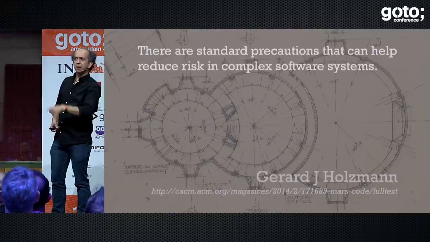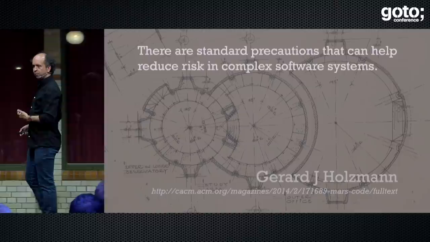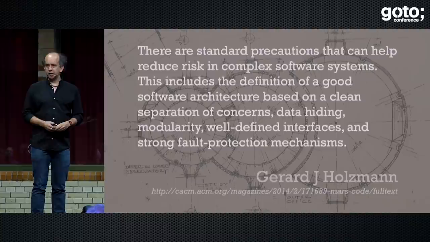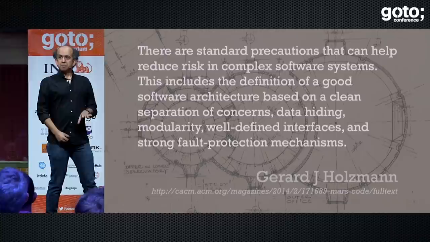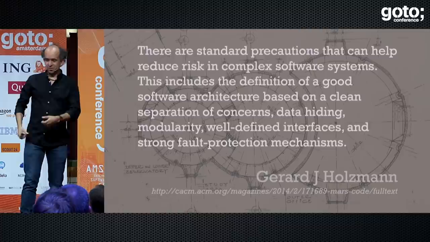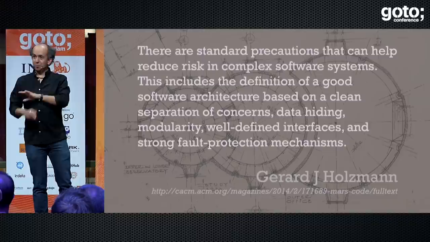There are standard precautions that can help reduce risk in complex software systems. And he lists them. This includes the definition of a good software architecture based on a clean separation of concerns, data hiding, modularity, well-defined interfaces, and strong fault protection mechanisms. That last one is clearly very context-specific. You need fault protection mechanisms if you're going to put a probe on another planet. Because if it goes down, you can't easily just send somebody into the server room and hit the button. If we could do that, we'd have people on Mars. But that's not going to happen right now. So that last one is very context specific.